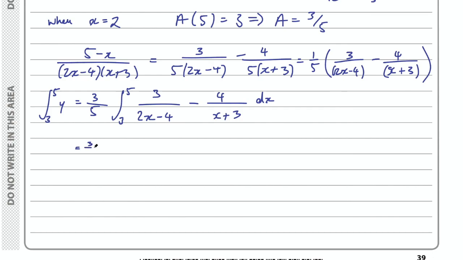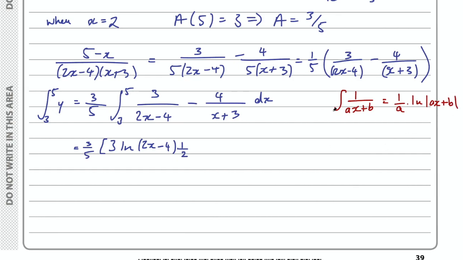We can basically just use logs to integrate these. So this is going to equal 3/5 multiplied by the integral of 3 on 2x take 4. We can write as 3 log 2x take 4, and then we need to multiply it by 1 on the coefficient of x. Okay, so that is one of your log laws for integration. So I'll just write that over here. The rule looks like this. When we're taking the integral of 1 on ax plus b, the shortcut is this is 1 over a multiplied by the log of the absolute value of ax plus b. So that's the rule I'm using here.